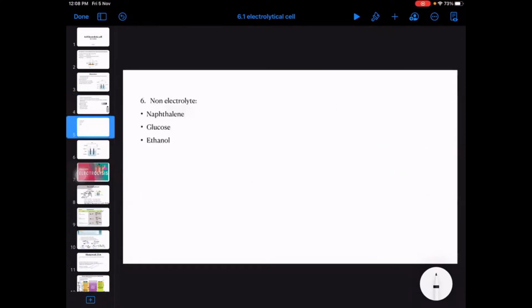Now, some of the examples that are not electrolytes, that means they cannot conduct electricity. They are compounds, but they cannot conduct electricity. So they are not electrolytes. We cannot use them in electrolytic cells. For example, methylene, glucose, and ethanol. There is no charge in these compounds.